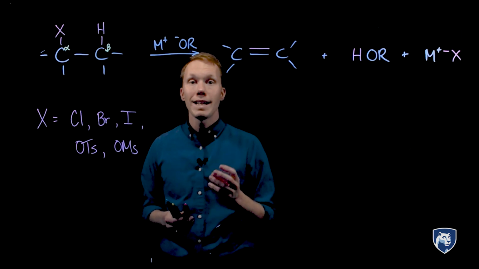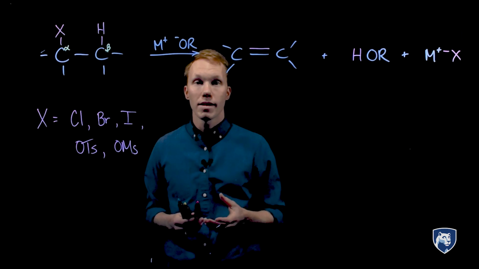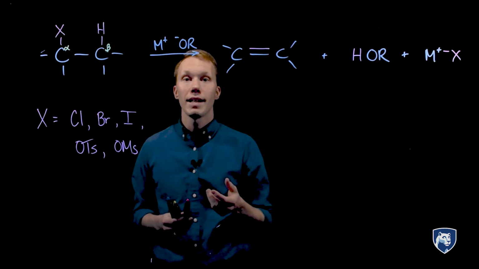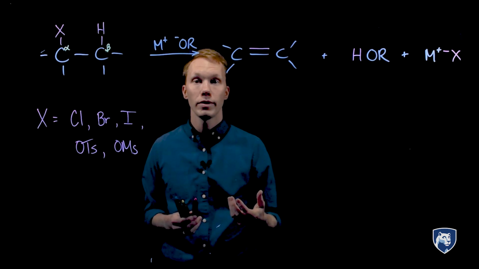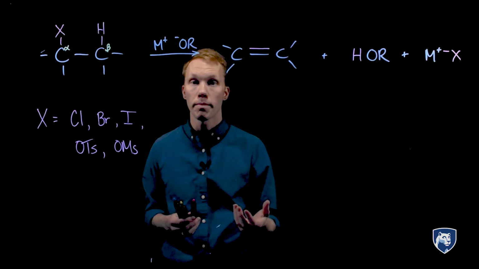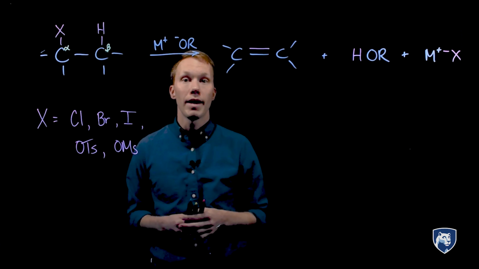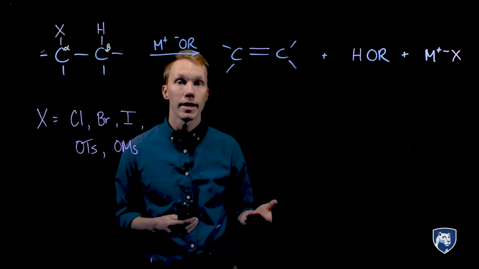And finally, we need a strong base. Alkoxide or hydroxide bases are commonly used for elimination reactions. R is representing a generic alkyl group. So it could be methyl, ethyl, propyl, isopropyl, tert-butyl. And that base is paired with a metal ion. Group 1 metals like sodium or potassium are quite common here.